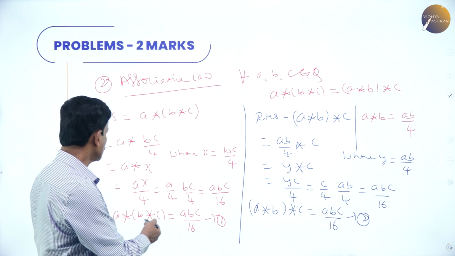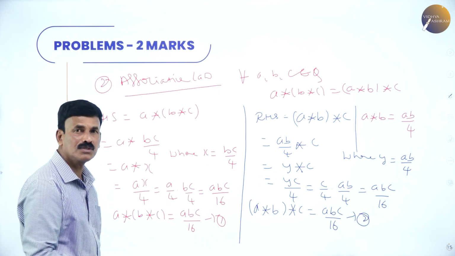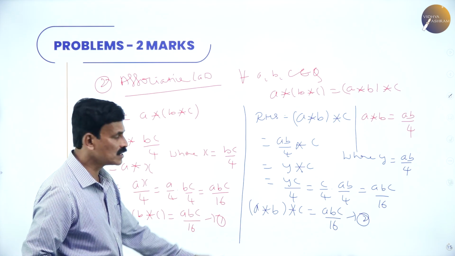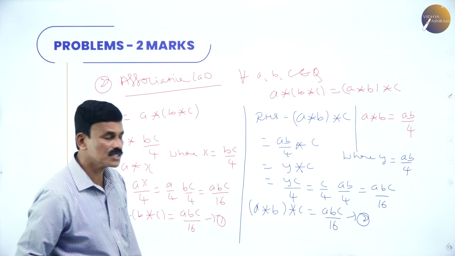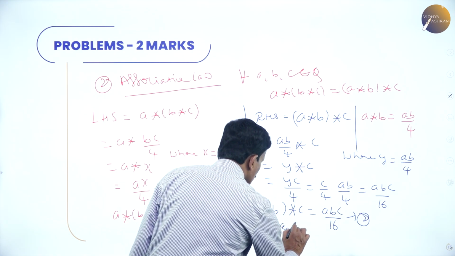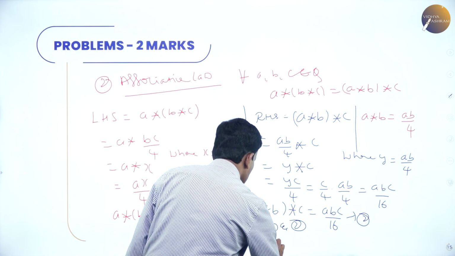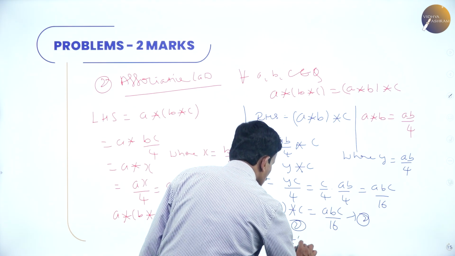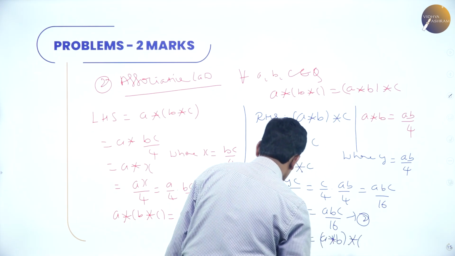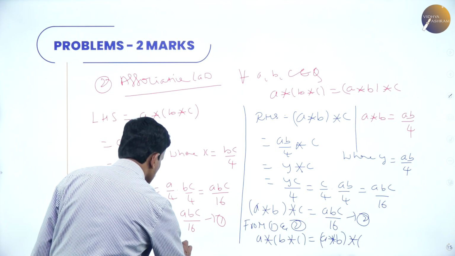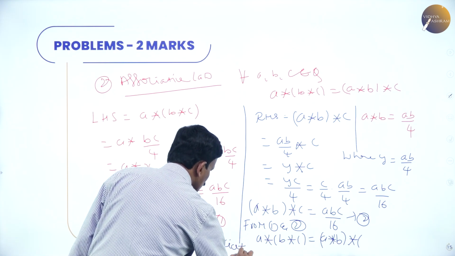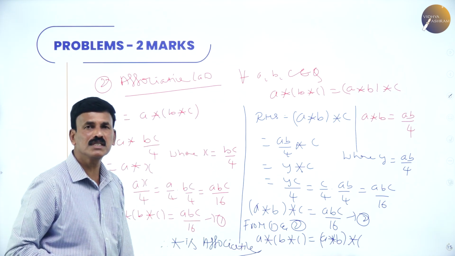So what do we say from equation number 2? a star (b star c) is also equal to abc by 16. LHS is equal to RHS. From 1 and 2, we can say that LHS is equal to RHS. Therefore, from 1 and 2, we can say that (a star b) star c is equal to a star (b star c). Therefore, star is associative on Q. That means the associative property is satisfied.